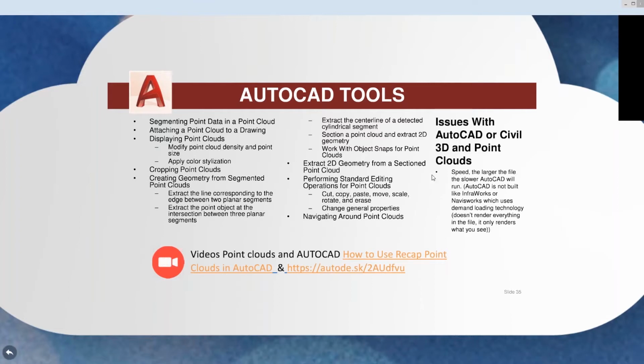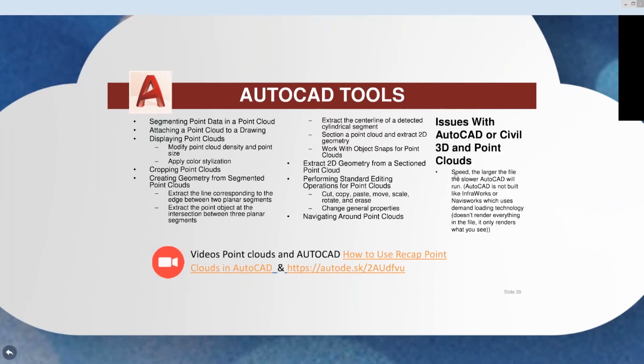AutoCAD was not built to do demand rendering or demand loading. AutoCAD will render everything that's in the drawing. That's why when you have drawings that have multiple tabs or tons of text, they just start to run slower and slower and slower. Even though you're not looking at that information, AutoCAD is rendering that in the background. So the program really wasn't built for this type of large files.